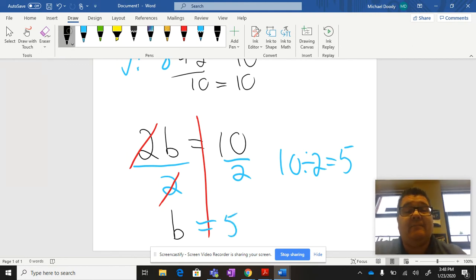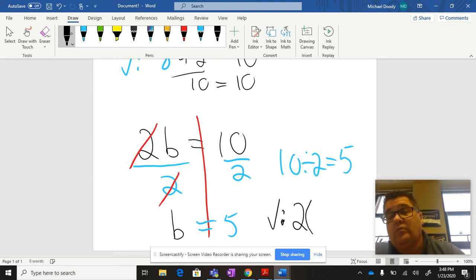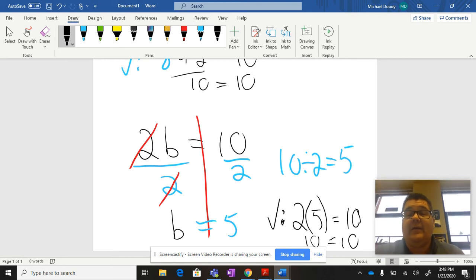Can we check that? Yep. Here's my check. I'll take my original 2, plug in 5 for b, and the rest of the equation equals 10. Do the multiplication. 2 times 5 is 10. 10 equals 10. I am good to go.